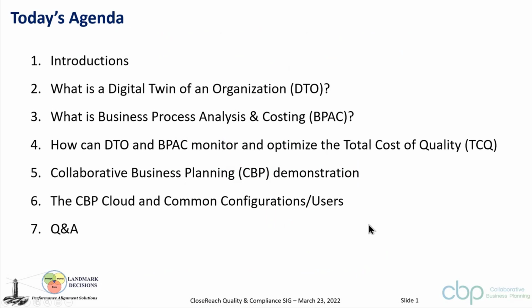So here's the agenda for the next 45 minutes. I'm going to fill you in on what a DTO is, if you haven't heard of that. We'll talk about the methodology to enable a DTO model, which is business process analysis and costing, and then how together they can monitor and optimize total cost of quality. We'll use CVP as the application that brings this all together, and then talk a bit more about CVP, how it's configured, and how typical users interact with it.